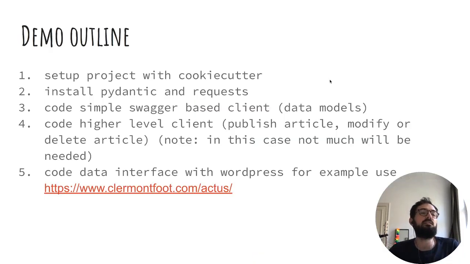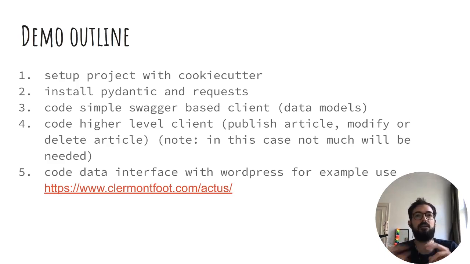So what do we have today as an outline for the demo? First, I'm going to set up the project with something called Cookiecutter, just to gain some time. Then I'm going to install the two libraries we're going to be working with today: pydantic for the marshalling and everything that I just described, and requests for doing the actual HTTP requests with the API. Then we're going to move on to code a simple API client, which is going to be based on the OpenAPI specification, or the Swagger specification of the API. So it's going to be something quite low level, but I want to use that as an example to create all the data models in pydantic, and I can show a lot of the features from pydantic.